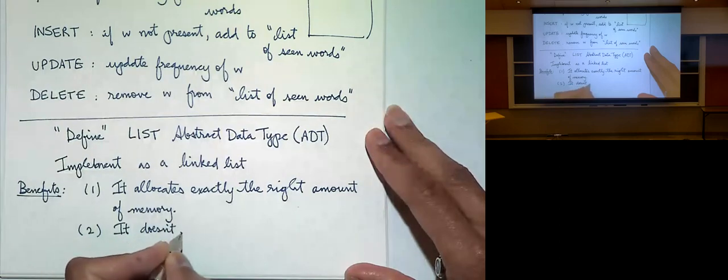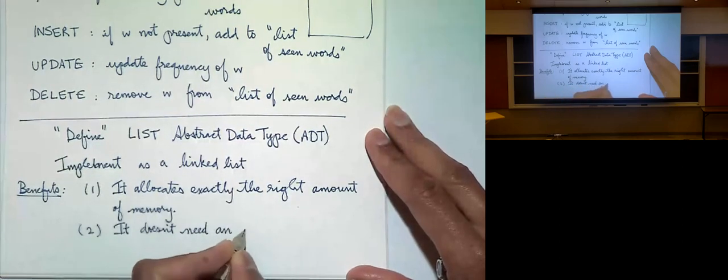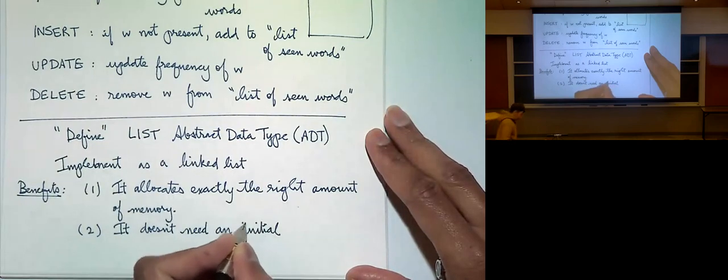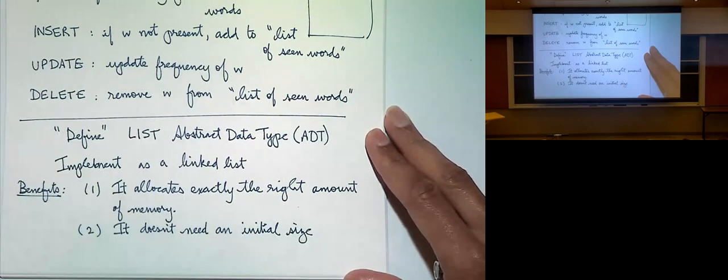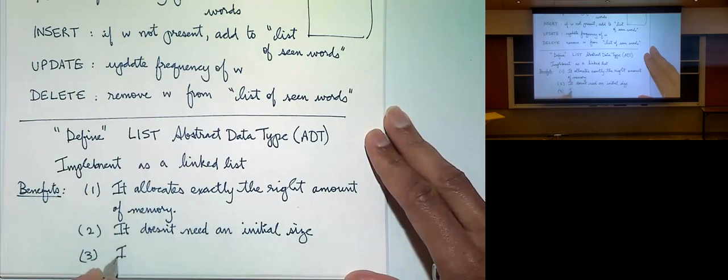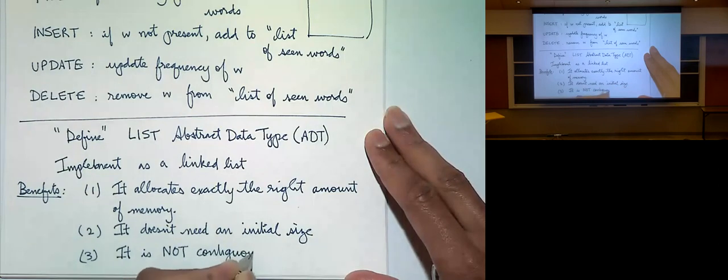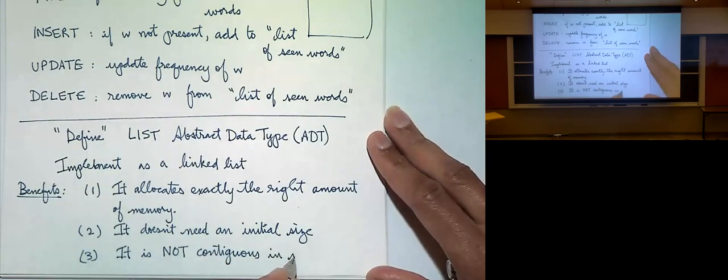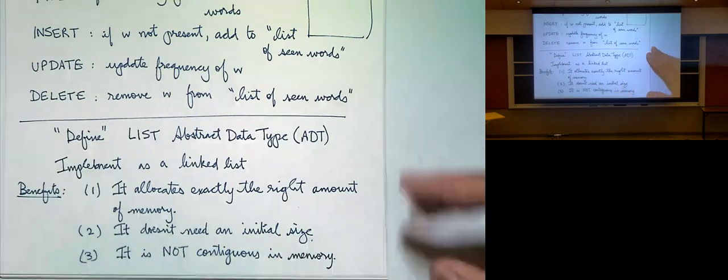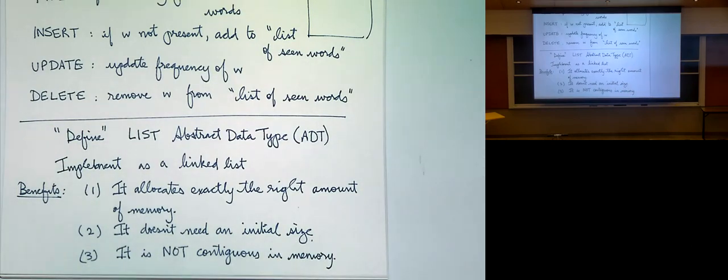Okay, it allocates exactly the right amount of memory. It doesn't need an initial size. And thirdly, it is not contiguous in memory. Now, of course, there are benefits of being contiguous in memory. There are benefits that an array implementation can have. So in reality, maybe you want to use an array for various things, right? There are pros and cons of everything, but it's important to know what the benefits of this implementation, the linked list, are over another implementation.